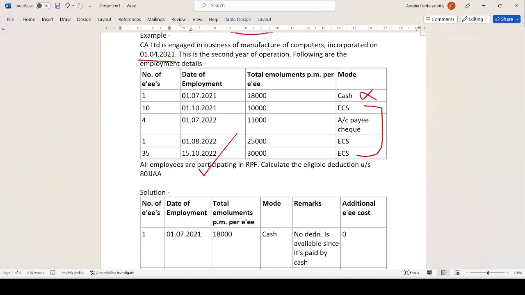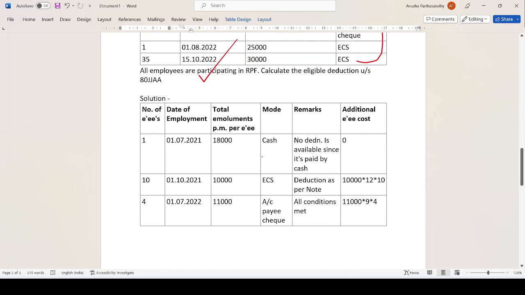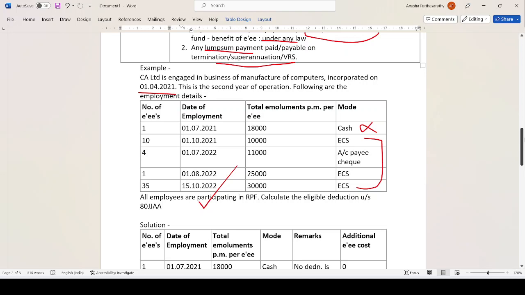So now we are going to calculate the deduction under section 80JJAA. First one we already excluded. So 1/10/2021. But we are calculating it for AY 23-24. Let's make a note of it here.